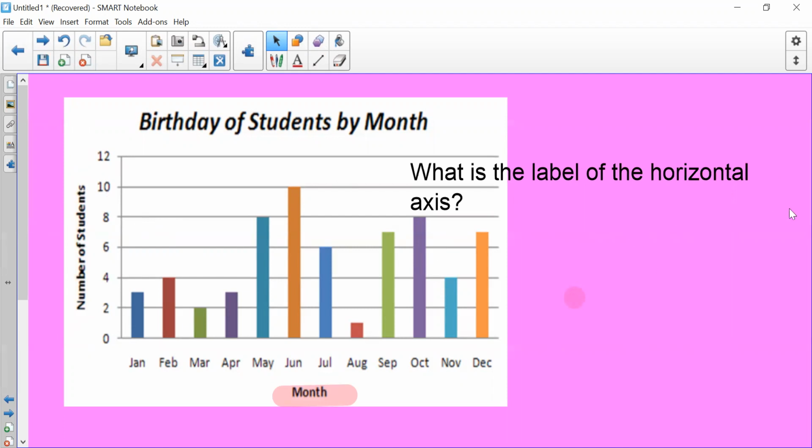What is the label of the horizontal axis? It's the months, and they're across here.